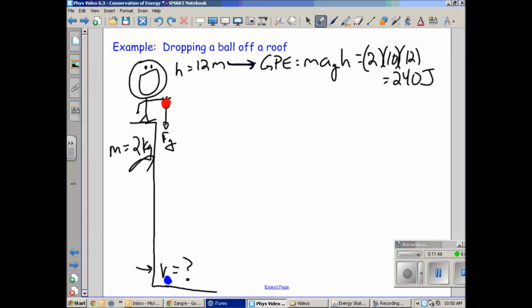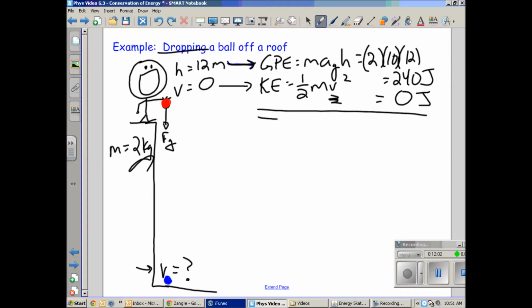Now, because he's dropping it, that means the velocity at the top is 0, right? Before he lets go of it, it's not moving. So that means the kinetic energy, which is 1/2 mv squared, since our velocity is 0, is going to be 0. So we can add those two numbers up to get our total energy. 240 plus 0 is 240 joules.